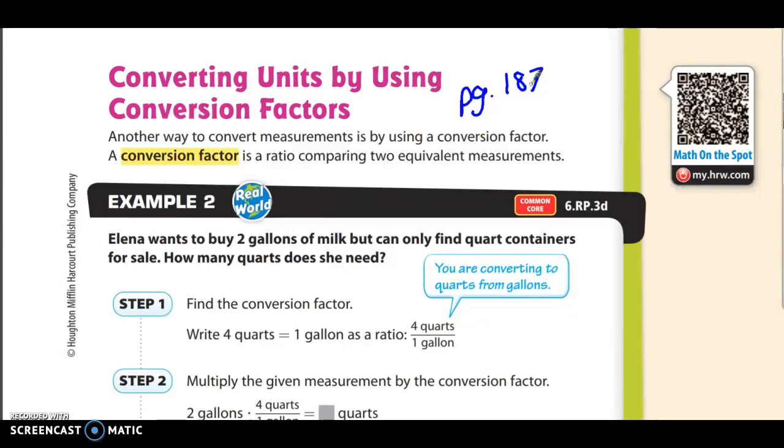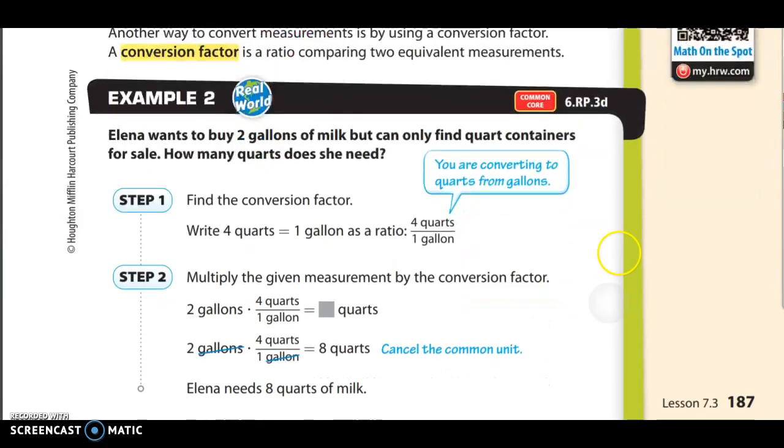Another way to convert measurements is by using a conversion factor. A conversion factor is a ratio comparing two equivalent measurements. So we're going to go ahead and examine what they're trying to teach us here in the bookwork under example 2. It says Elena wants to buy 2 gallons of milk but can only find quart containers for sale. How many quarts does she need?